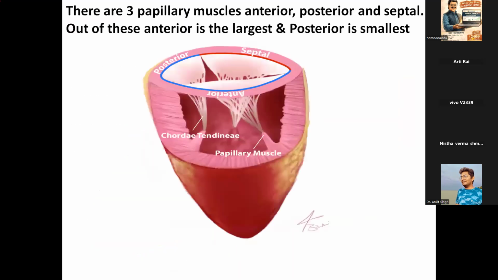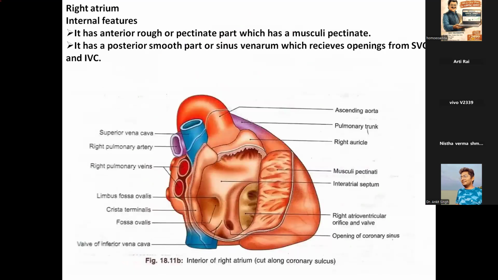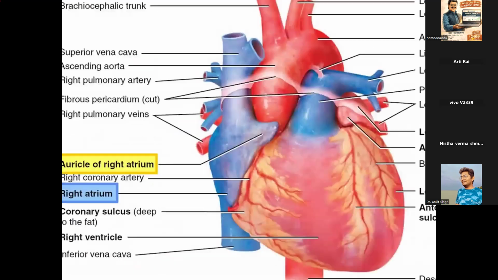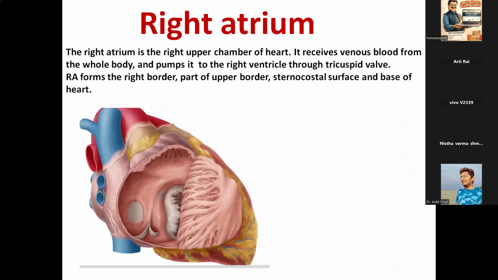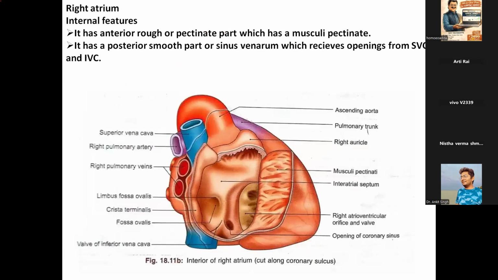Quickly revising it, starting from the right atrium, you see the right atrium from the superior vena cava up to the inferior vena cava. You see the whole portion receiving the deoxygenated blood, transferring it to the right ventricle. Then you see the groove that is called the sulcus terminalis. On the inner side, the same is called the crista terminalis. Upper part has the SA node, the pacemaker of the heart.